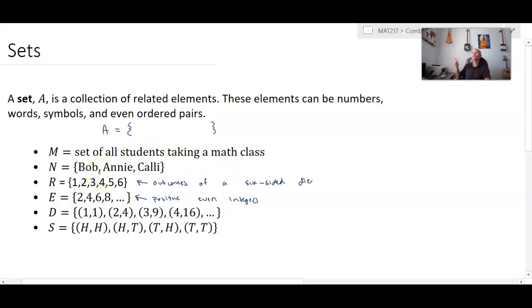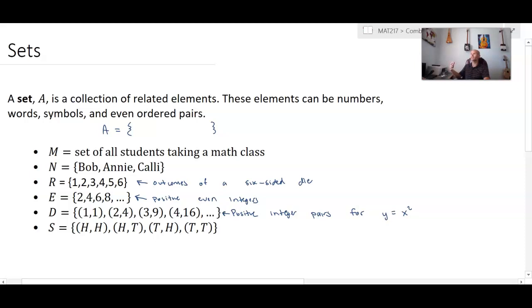Now, we said that these sets could even contain ordered pairs. For example, the set D contains the elements (1, 1), that's an ordered pair, contains the ordered pair (2, 4). Its third element is the ordered pair (3, 9), and then (4, 16). And really what these are is the positive integer pairs for y equals x squared. We can see that really the y component here in this ordered pair is the square of the x component. So 2 squared is 4, 3 squared is 9, 4 squared is 16. So the next element in here would be (5, 25), (6, 36), and so on.